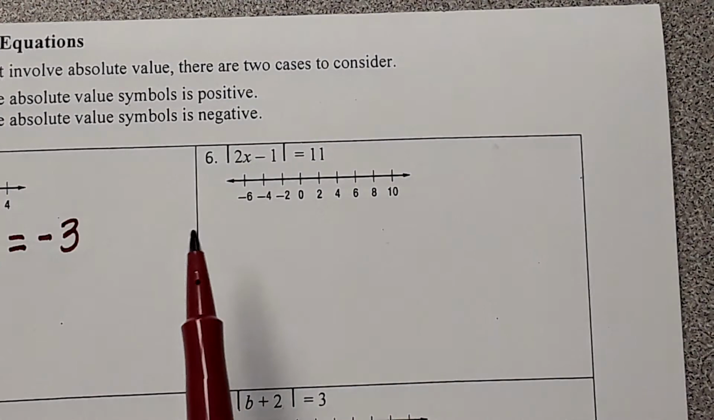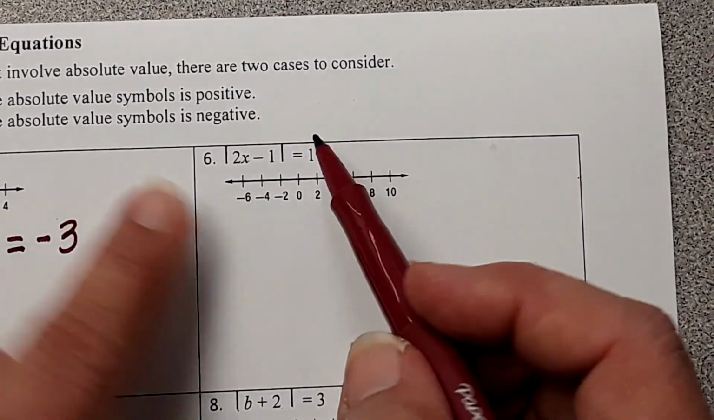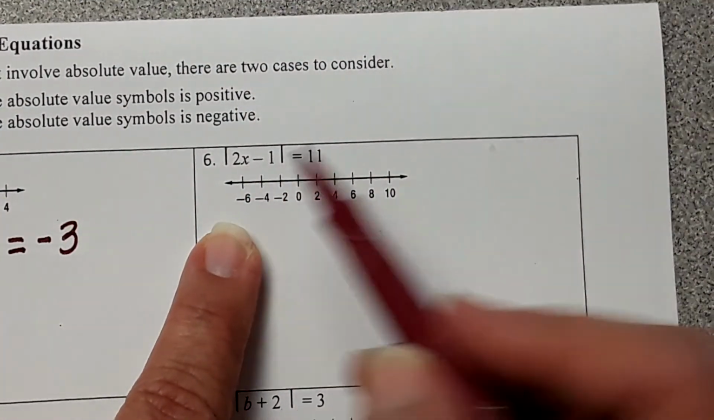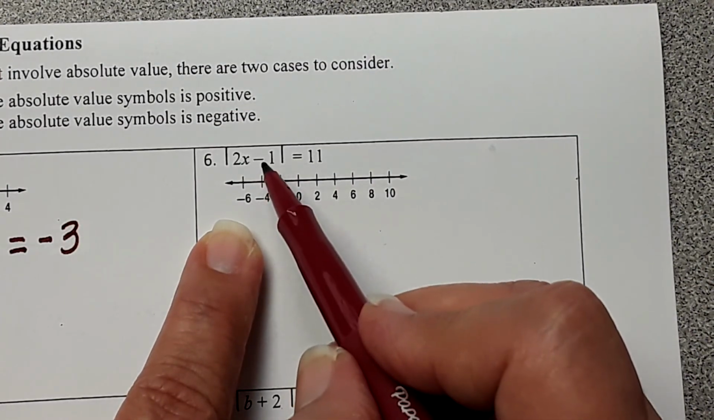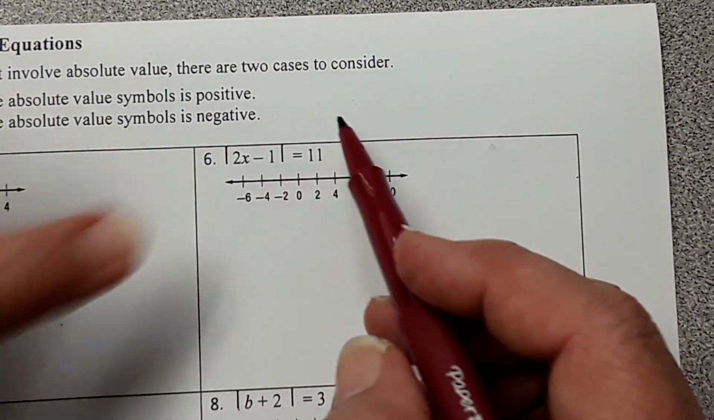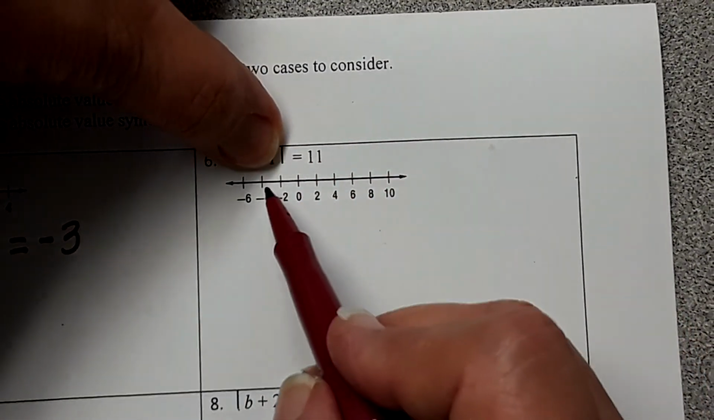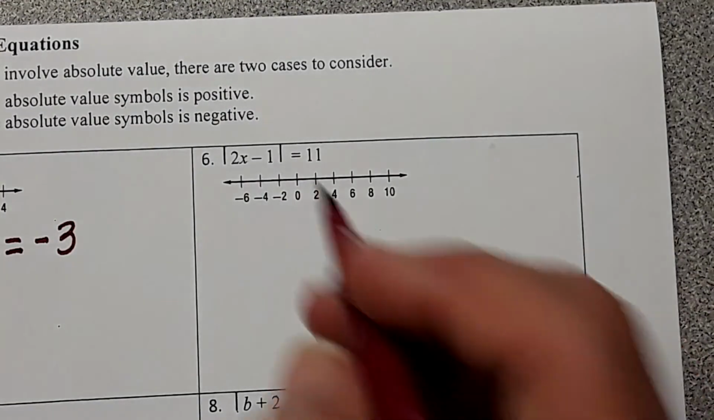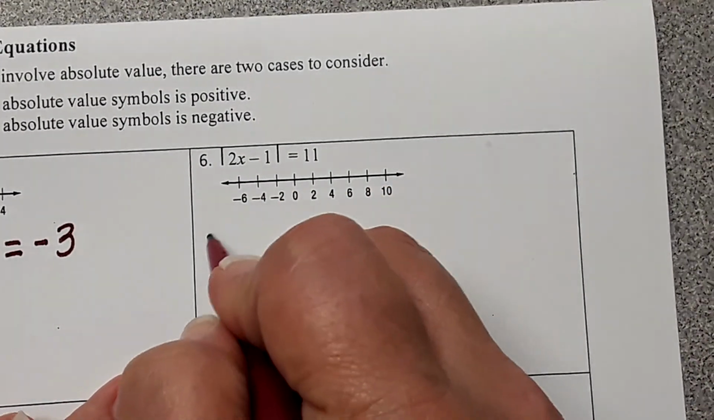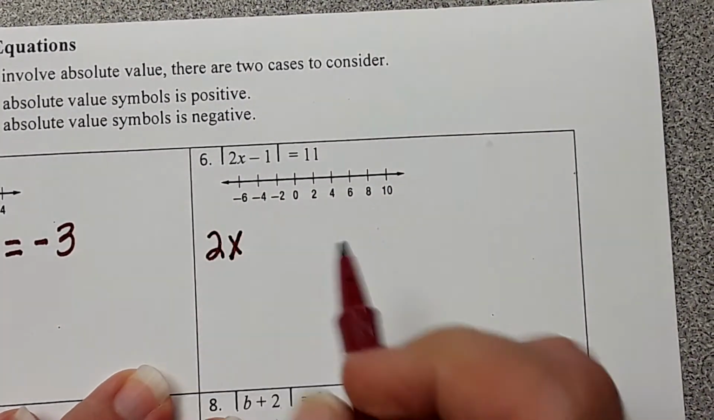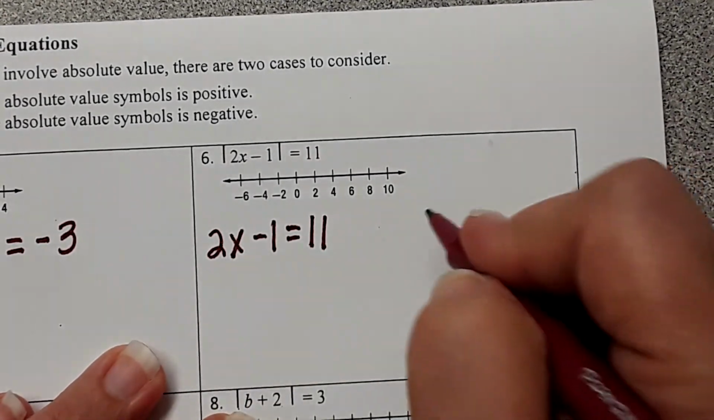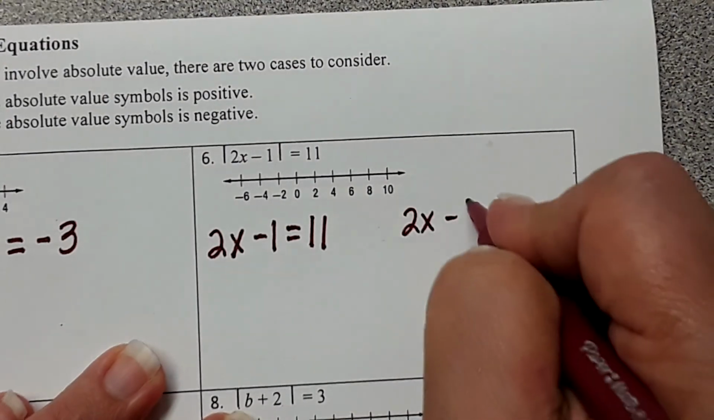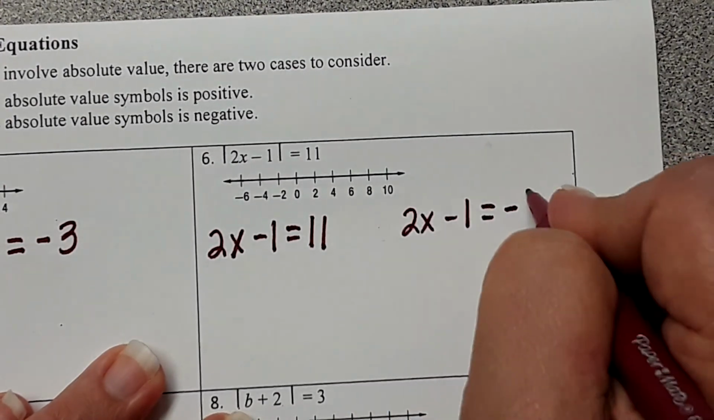Now, remember what you said. If, let's say, there was nothing in here but a variable, this inside could be what? Positive 11 or? Just act like this isn't here. So what could be inside the absolute value? So we're going to write 2x minus 1 equals 11, and 2x minus 1 equals negative 11.